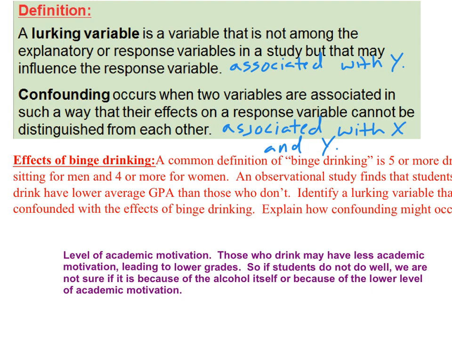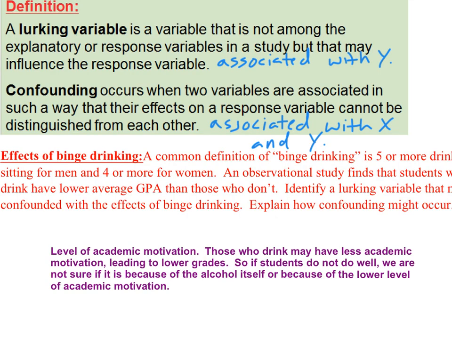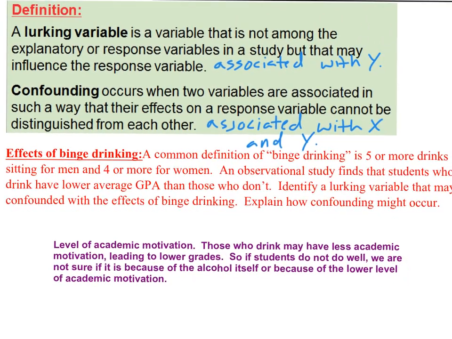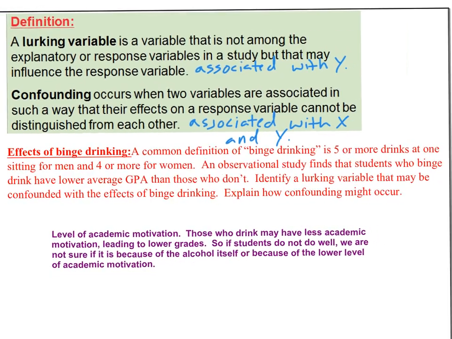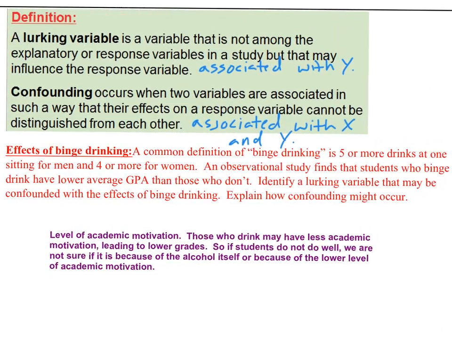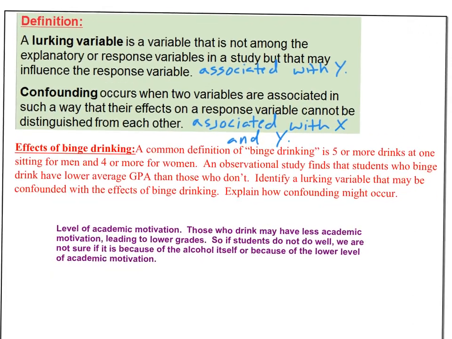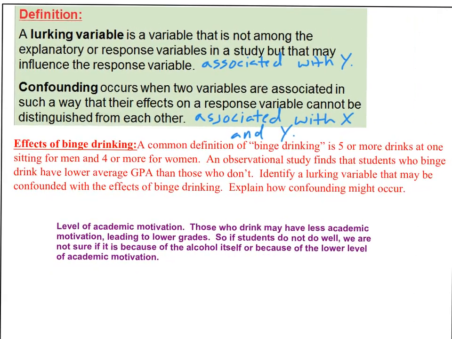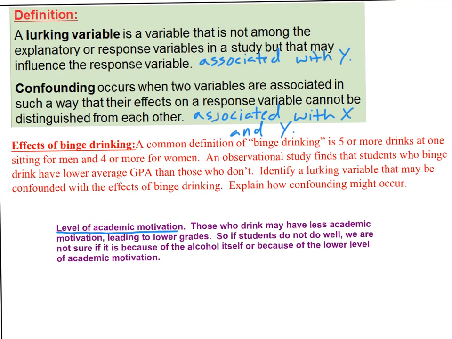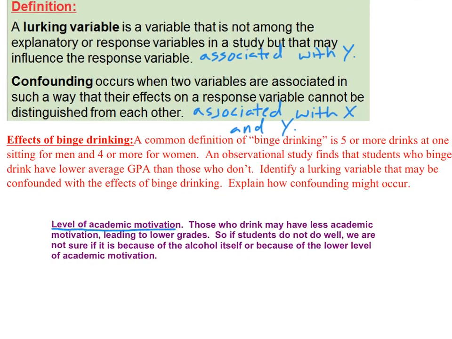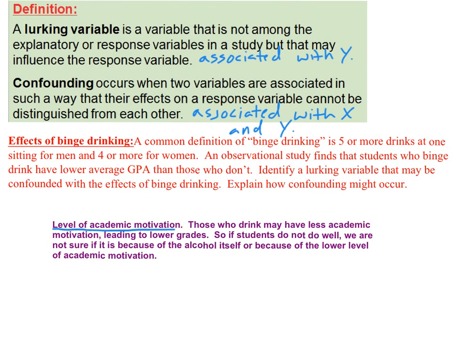So this problem down below basically is describing what we would call variables that are confounding. Okay, so it's saying, is the binge drinking causing the lower grades? Well, no, the confounding variable is likely academic motivation. Okay, there's a very likely scenario that the amount of time the student is spending partying, basically, is leading to less studying. And then less studying is leading to the lower grades.